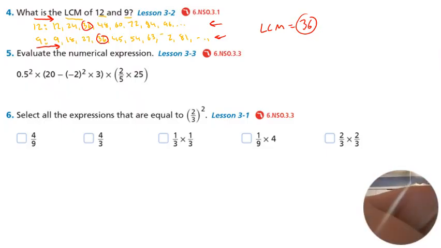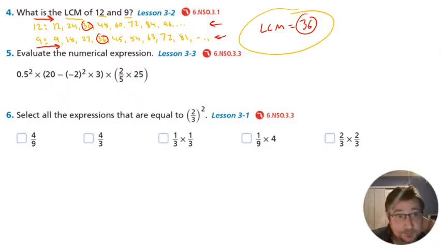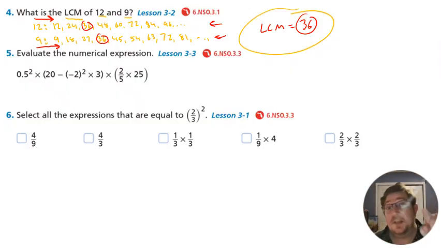All right, so just a little trick. Always start with the lowest numbers, so you won't make that mistake. All right, question number 5. Evaluate the numerical expression. This one is why you need a calculator, because you can plug this straight into the calculator and you get an answer.